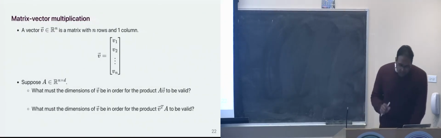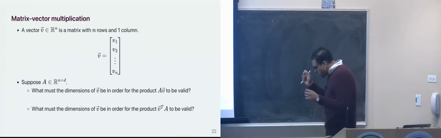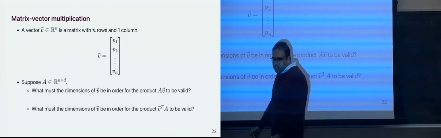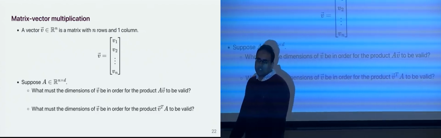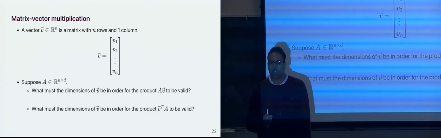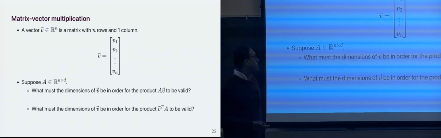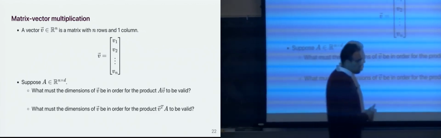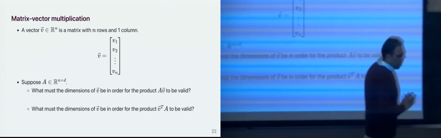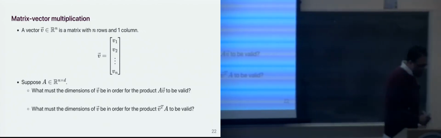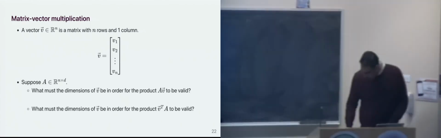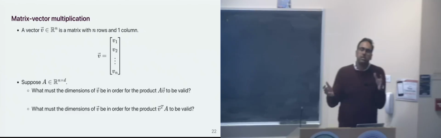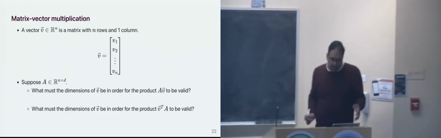Now, I want to focus in particular on matrix vector multiplication. Okay? A vector you can think of as being a special case of a matrix just with one column. So a vector in Rn, that is the space of n-dimensional vectors, is just a matrix with n rows and one column. Now, what I want us to do is, again, really understand the dimensions that need to be present for us to multiply a matrix by a vector.